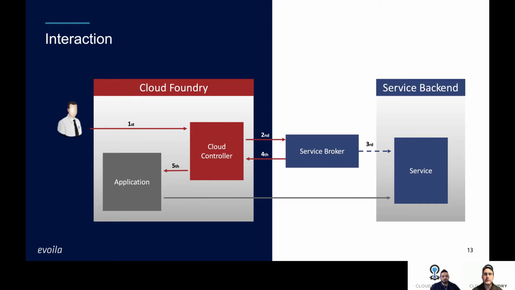The service broker creates the service and also creates credentials, which it presents back to the Cloud Controller, which adds them to the application's runtime as environment variables. So the application can access the service directly. And this whole workflow is defined by the Open Service Broker API spec. So this is what the Open Service Broker API is about.